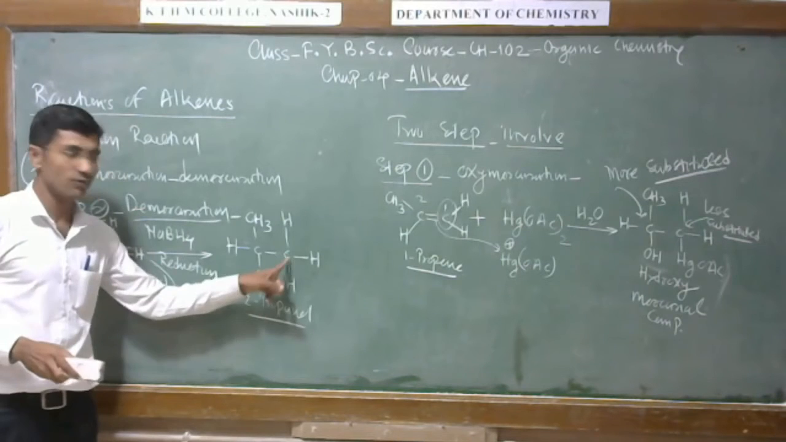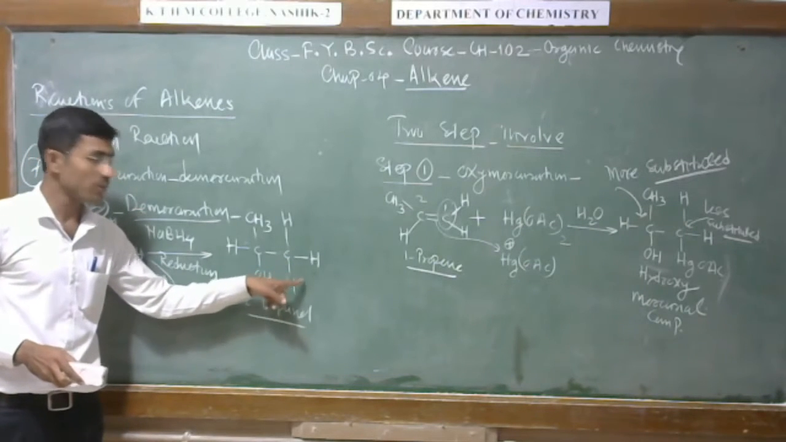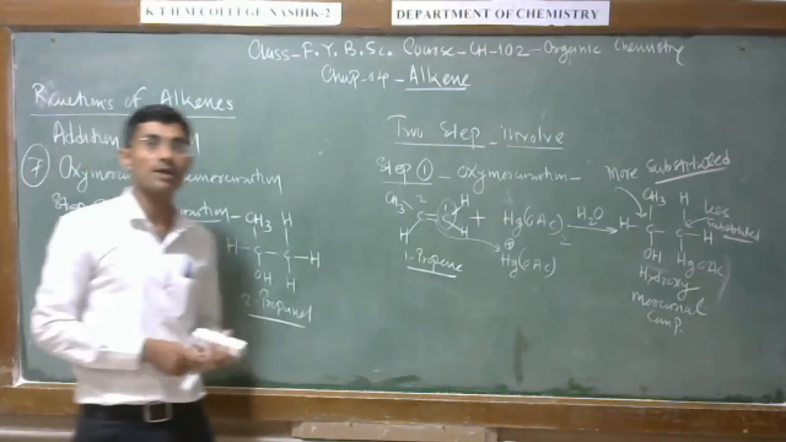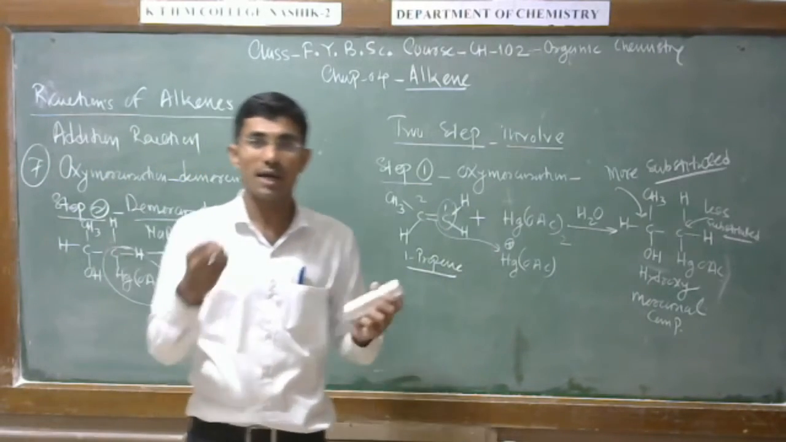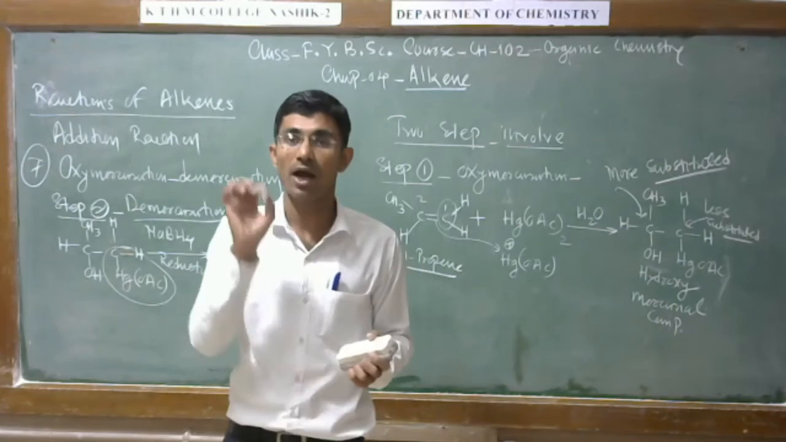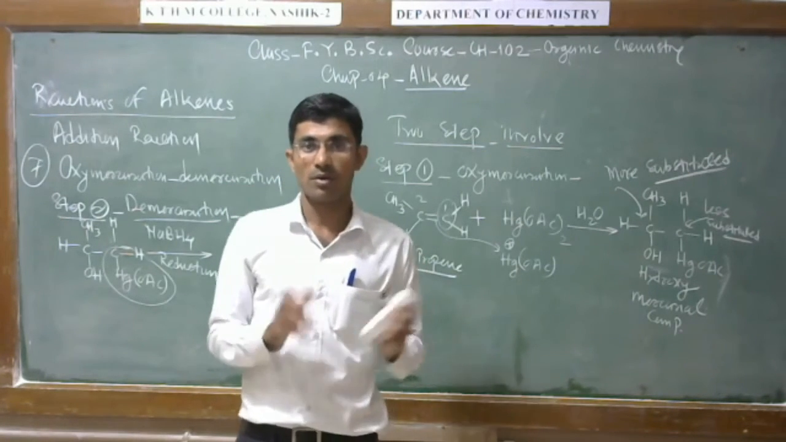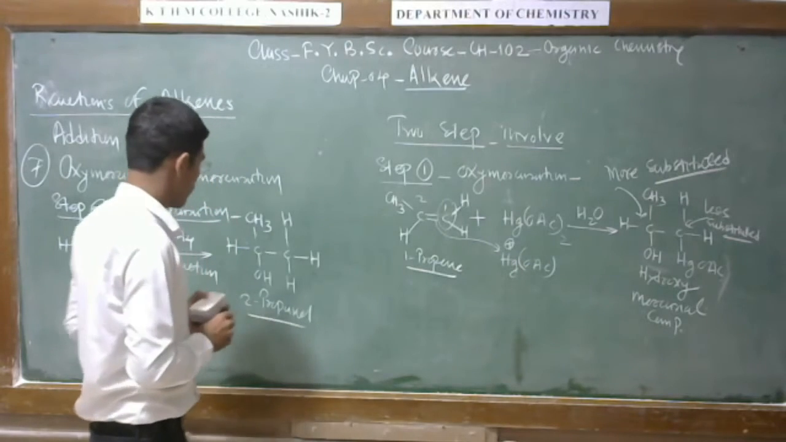With the help of sodium borohydride, the carbon-mercury bond is replaced by a carbon-hydrogen bond. So we get 2-propanol. Overall, what happens here? Addition of a water molecule occurs. This addition of a water molecule is according to Markovnikov's rule. So we can observe here how Markovnikov's rule is followed.